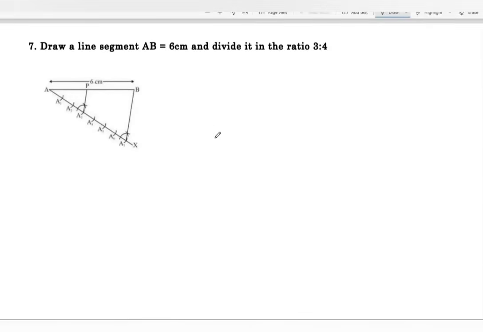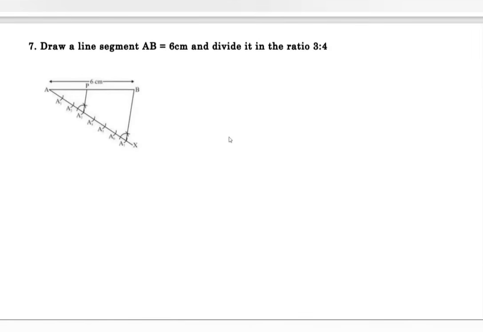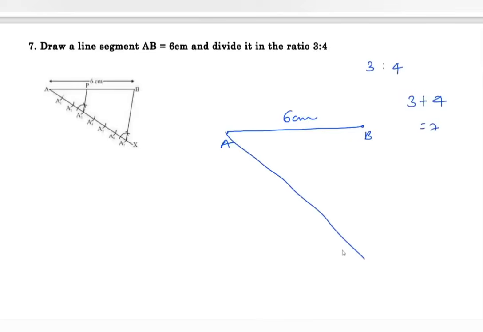Now moving to question number 7. Draw a line segment AB of 6 cm. What is the first step? First step is draw a line segment AB of 6 centimeter. Now what is the ratio? Ratio is 3:4. Add the ratio, what we get? To divide a line segment, we should add the ratio. What we get is 7. Now draw an acute angled ray. Cut how many arcs? 7 arcs.